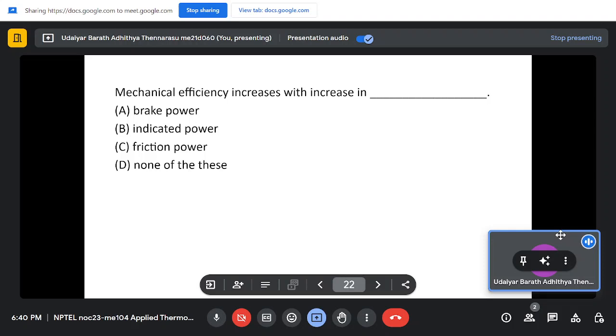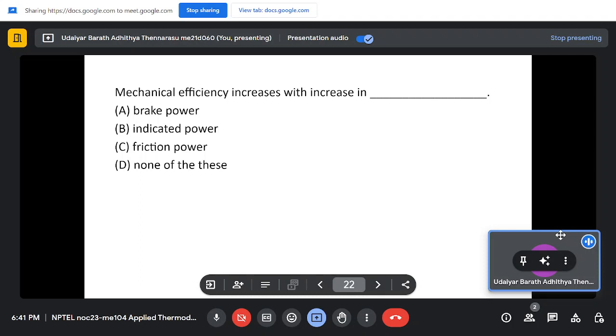And the next question is: mechanical efficiency increases with increase in dash. We saw efficiencies in the terminology or nomenclature part of the engine. Mechanical efficiency is defined as brake power divided by indicated power. Indicated power is the maximum power which the cycle generates. So brake power divided by indicated power. Brake power will reduce if you have more friction. So if friction power is increasing, brake power will reduce.